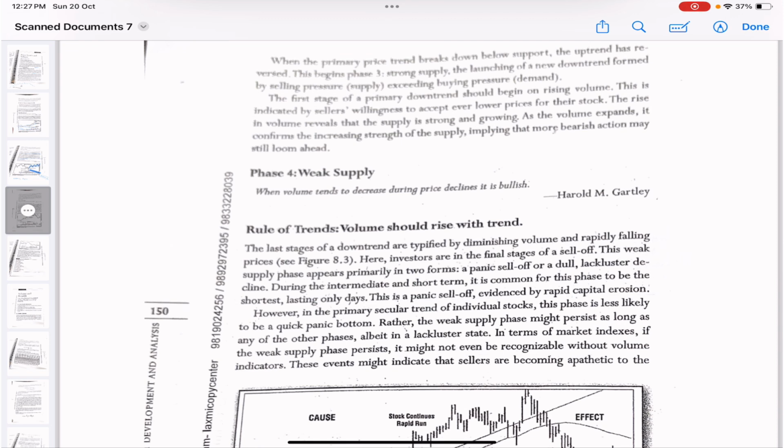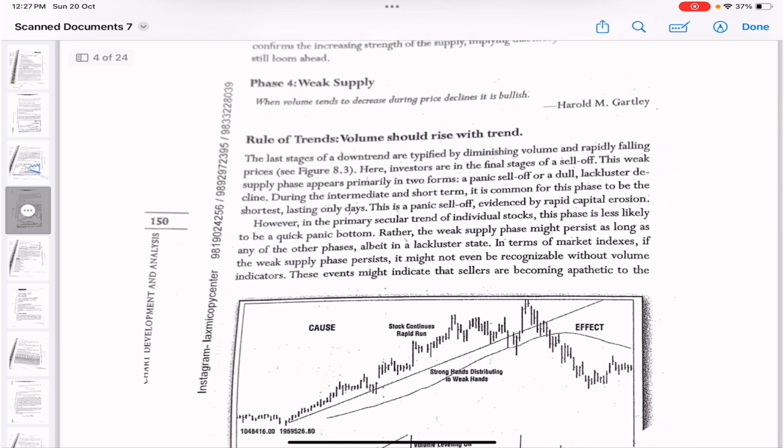That is phase 3. I hope you're clear with the first 3 phases. We saw what a strong demand is, we saw what a weak demand is, and now we saw what a strong supply is. Now let's go to the fourth and the last phase, which is a weak supply.